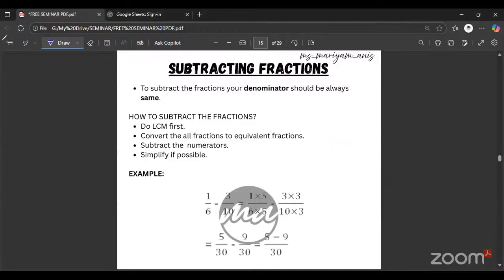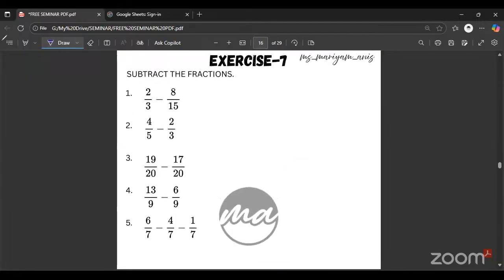We will be doing subtracting fractions now. Even in subtracting fractions, it's the same working. Do LCM first. Convert all fractions to equivalent fractions. Subtract the numerators. Simplify if possible. So I'll go for the one question.